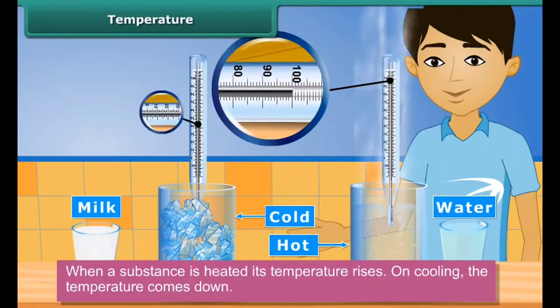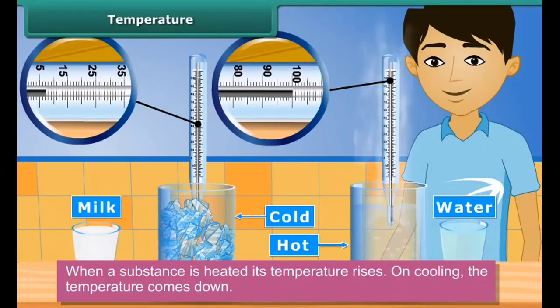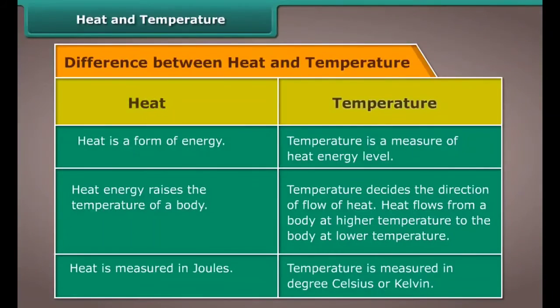A hot body is at a higher temperature than a cool body. When a substance is heated, its temperature rises. On cooling, the temperature comes down. The degree of hotness or coldness in a body is described as its temperature.